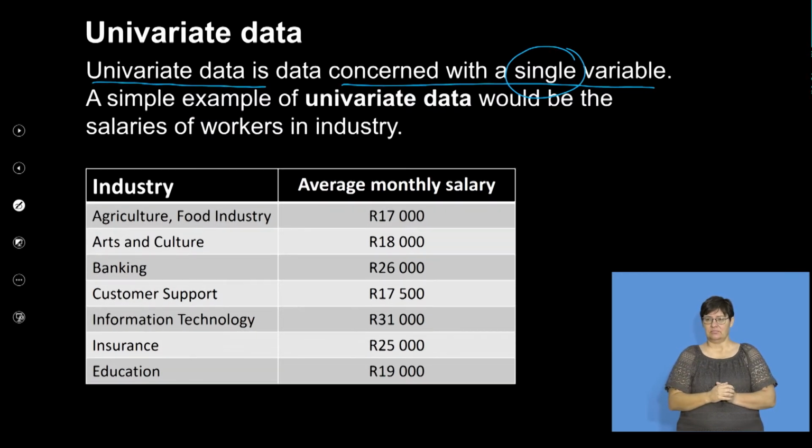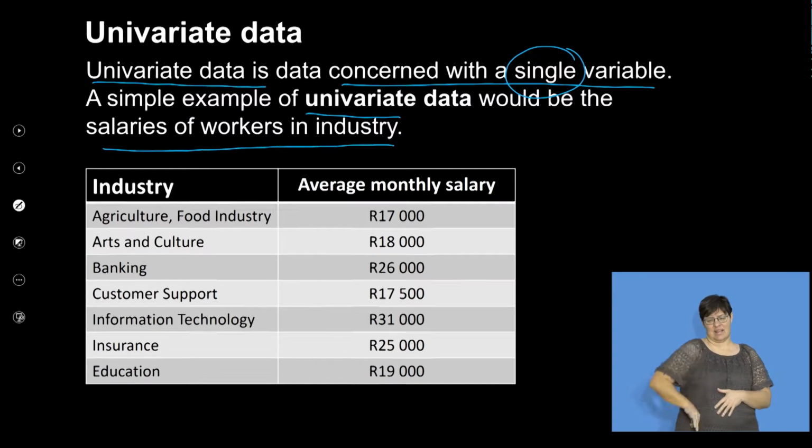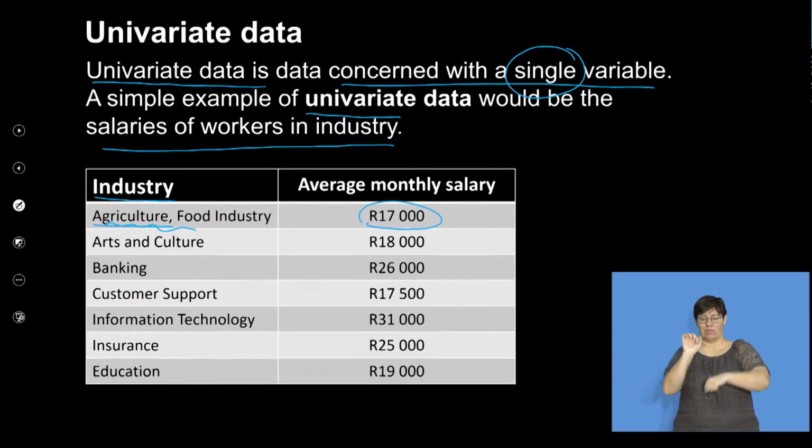I'll give an example. A simple example of univariate data will be the salaries of workers. Let's look at this in an industry. So univariate data would be data of this nature. This is the industry. We talk about agriculture and food industry. So the average monthly salary is 17,000. Okay, so that's a single data point for this sector of the industry.